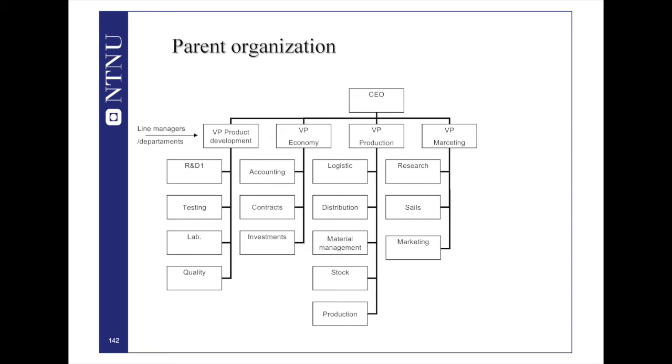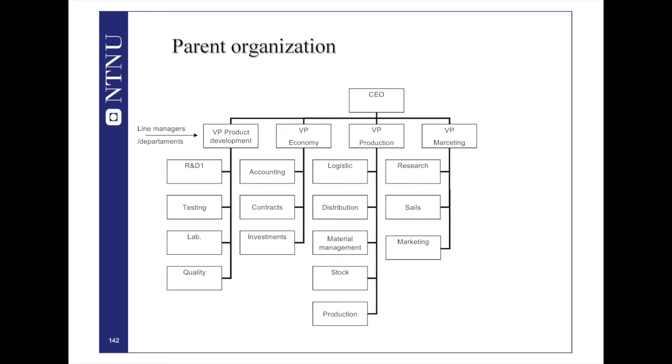This form of organization has actually existed since Taylor wrote his book, Scientific Management. He said the best way to run an organization is to group the people into functions. And in each function, you should have the best people. And then these functions could cooperate horizontally.